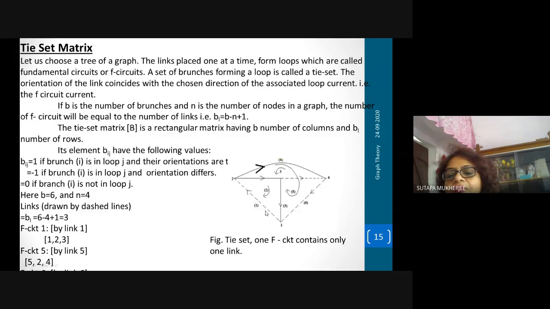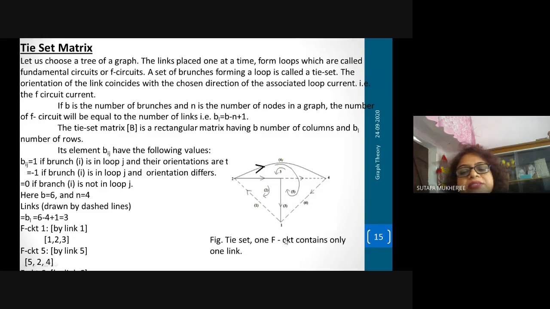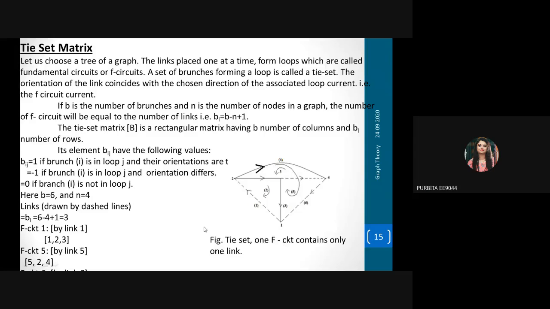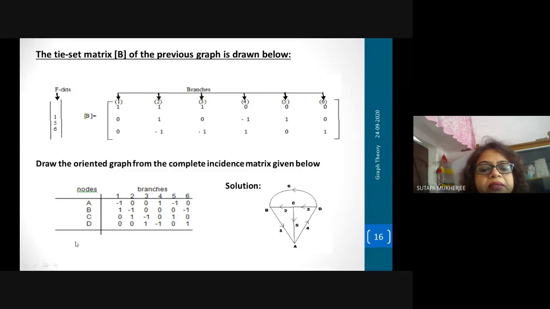1, 5, and 6. 1, 5, 6 are the links. And if you want to draw the tie-set matrix, if you want to develop the tie-set matrix, then you have to consider all the links, right? So by link 1, link 5, and link 6. Clear? Link 1, link 5, link 6.